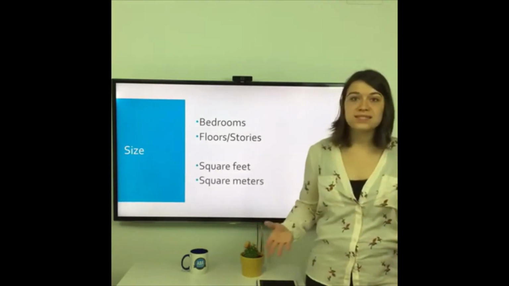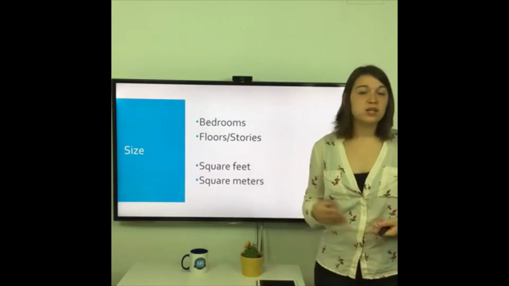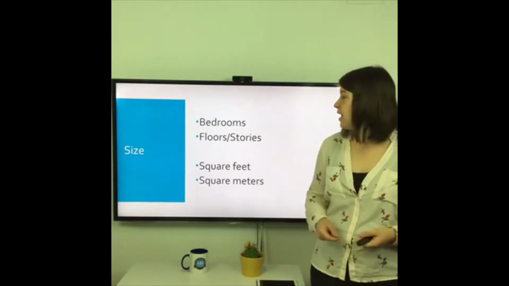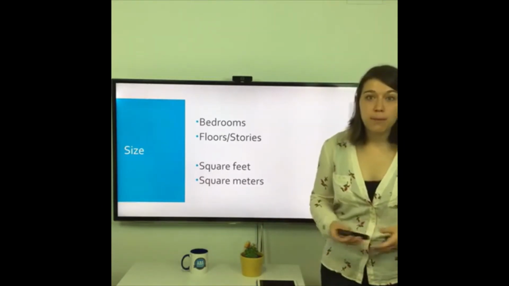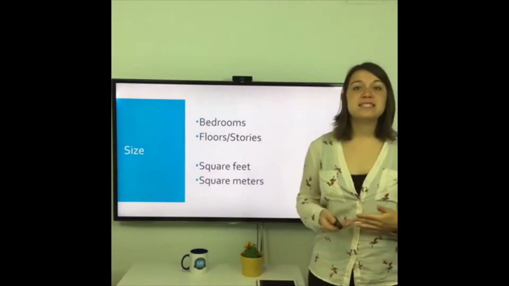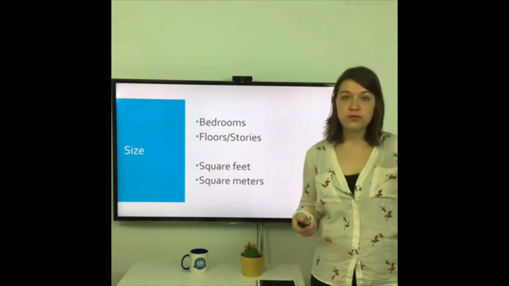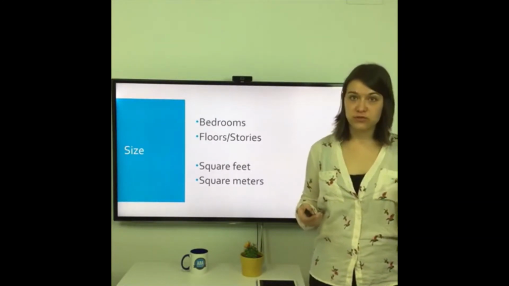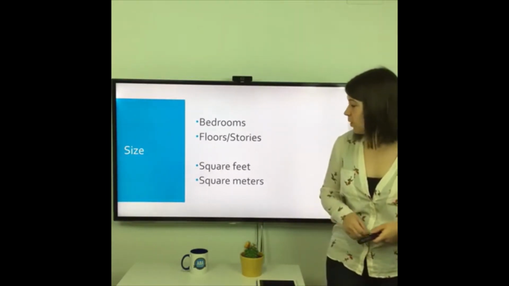Okay? So once you've decided what kind of home you want to live in, you need to decide how big, what size. So how many bedrooms do you want? 2, 3, 4? How many floors? What floor is your apartment on, for example? This means the level, so you can say, I live on the 4th floor, I live on the 1st floor, or the 1st story. These are synonyms, okay?